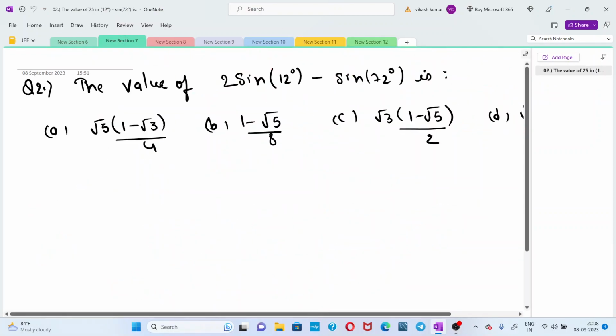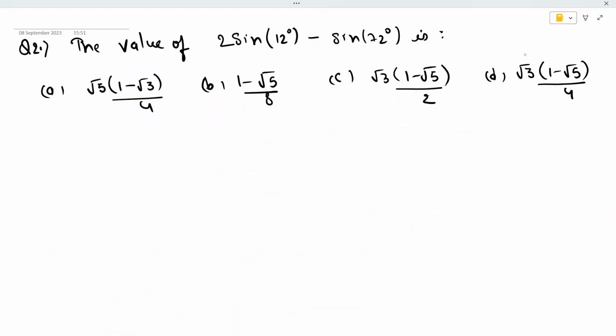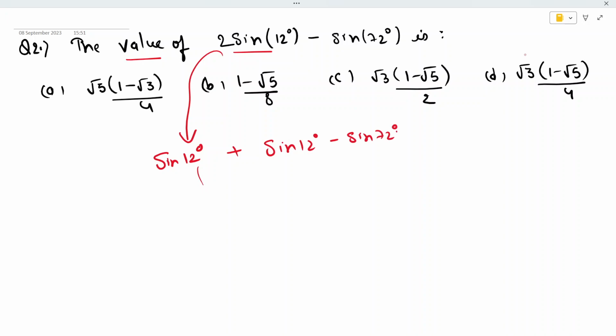Now let's move to the next question. Question 2 says that you have to evaluate the value of this. Just simply a formula we know. You have to turn the sin C plus sin D and sin C minus sin D formulas into product, sum into product. I hope that you all know how to change sum into product.